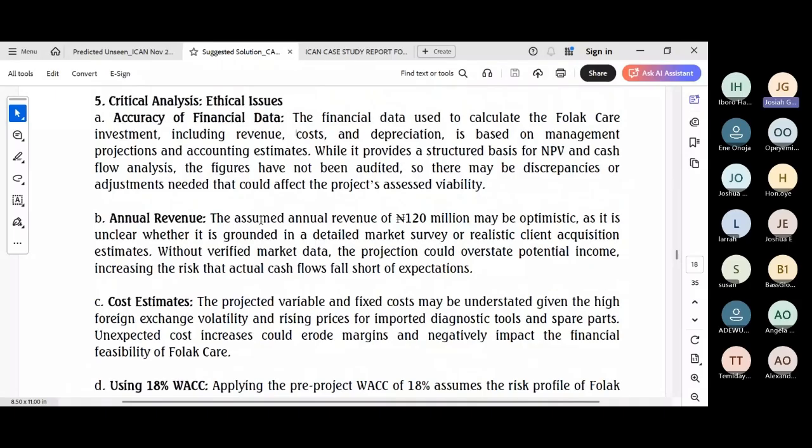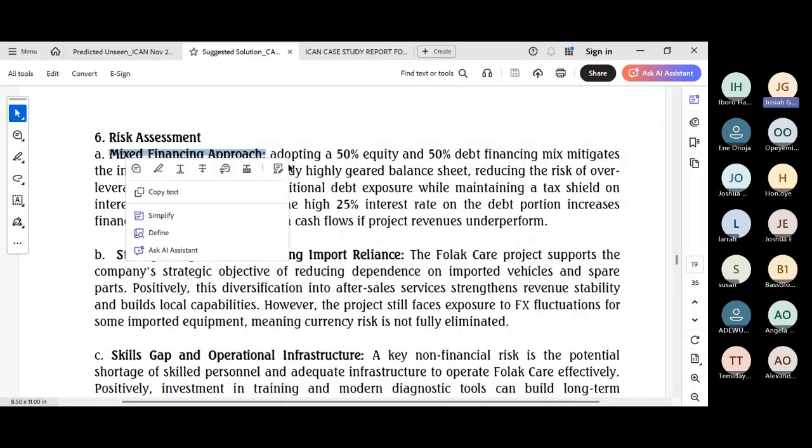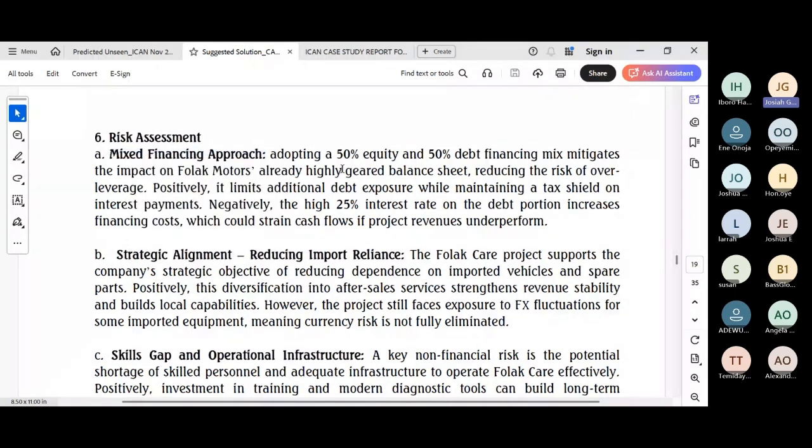Now, for risk assessment or evaluative skills and judgment, we could speak to the 50-50% area, but from a risk perspective. Now, we're saying reducing the risk over leveraging is the positive aspect, as it limits additional risk if we do 50-50. Then for negatively, the high 25% on debt portion increases finance cost, which could strain cash flows if project revenues underperform. So the mixed financing option, we're assessing risk in the proposal of that 50-50 equity debt capital structure.